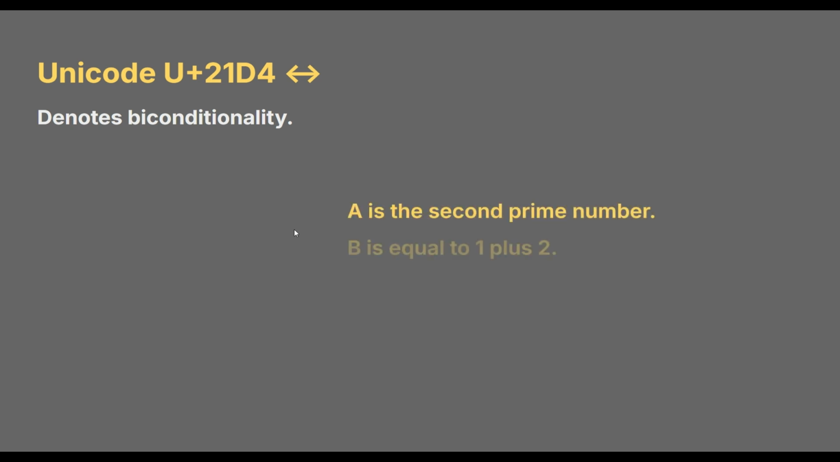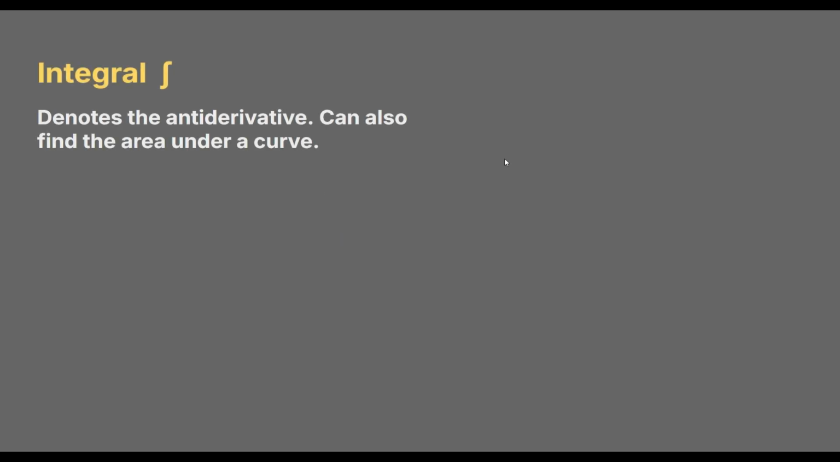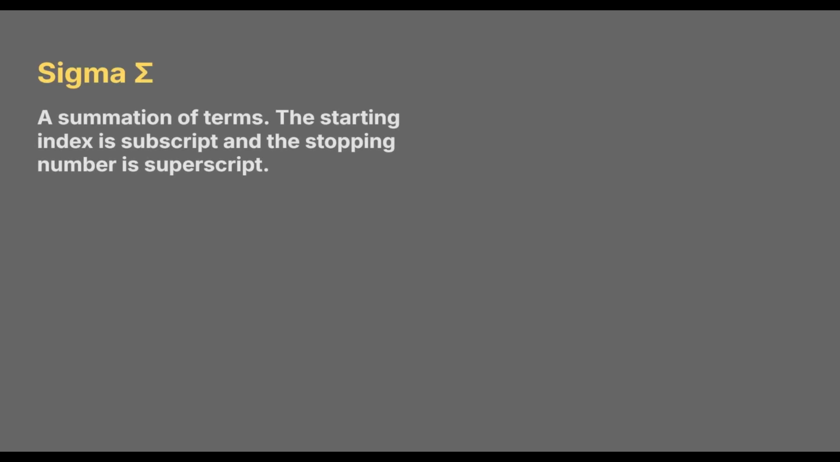Unicode symbol U+21D4 denotes biconditionality. It also means if and only if. The integral denotes the antiderivative. It can also find the area under a curve. Sigma is a summation of terms. The starting index is the subscript and the stopping number is the superscript.